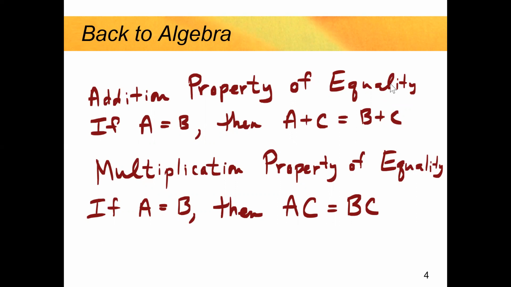The future and algebra are pretty similar. All right, the multiplication property, of course: A is equal to B, you can multiply both sides by C as long as C is not equal to 0. That's the technical version of it. Can't multiply by zero, but everything else is great.